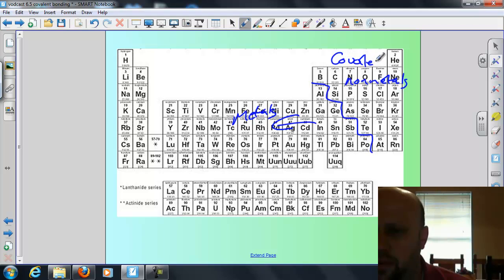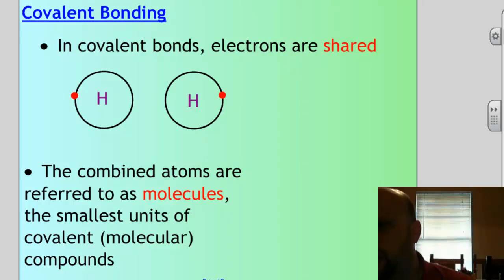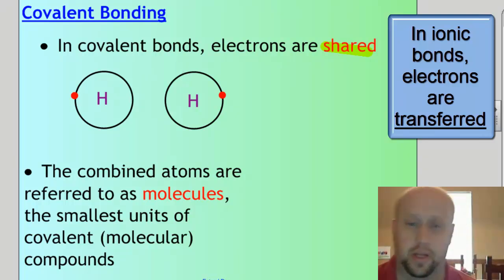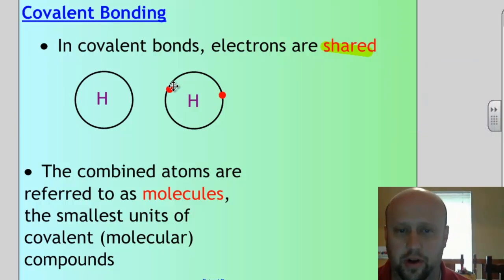So that's what we're going to be talking about in this section, things that are over here to the right of the staircase. Okay, so if everything in it is to the right of the staircase, it forms a covalent bond. So here's the biggest difference. First off, what's the difference in the bonding? The difference is this: the electrons are shared in covalent bonds instead of being transferred like they are in ionic bonds. In ionic bonds, what we would have done is take an electron and move it over here to make stuff happy. That doesn't work in covalent bonds.